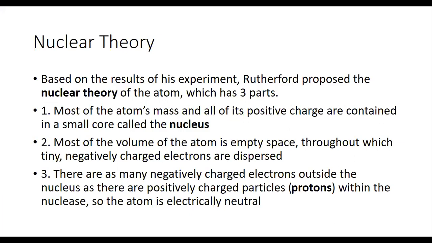Right, so we have nuclear theory here, and this is proposed by Rutherford. And nuclear theory has 3 different parts to it. One, that an atom's mass and all of its charge are contained in a small core called the nucleus. 2, most of the volume of an atom is empty space. And throughout this empty space, you have tiny negatively charged electrons.